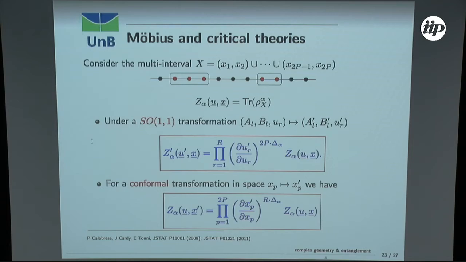Now, just to finish, we also consider the case of multi-intervals. Before, I was considering only one interval, and I was tracing out only one interval. Now I can consider many, like this collection of intervals, and do the tracing out. So these x are the endpoints of each interval. And then I can also compute my Rényi partition function associated to this reduced density matrix. And we realize there is, again, based on the previous formula, the same kind of formula here.